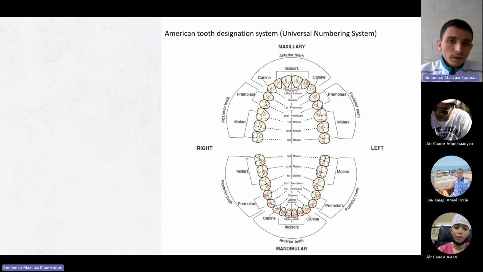So here there are 32 teeth. For example, tooth number 1 is the third molar of the upper jaw on the right side. On the left side, the third molar is number 16. The logic is like a clock: 1, 2, 3, 4, 5, 6, and on to 32. So this is the American system, or universal numbering system.